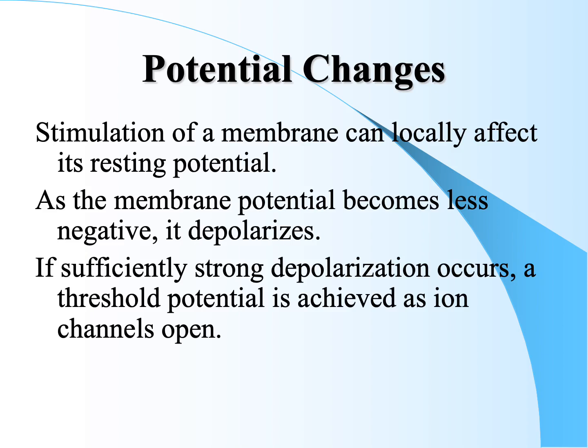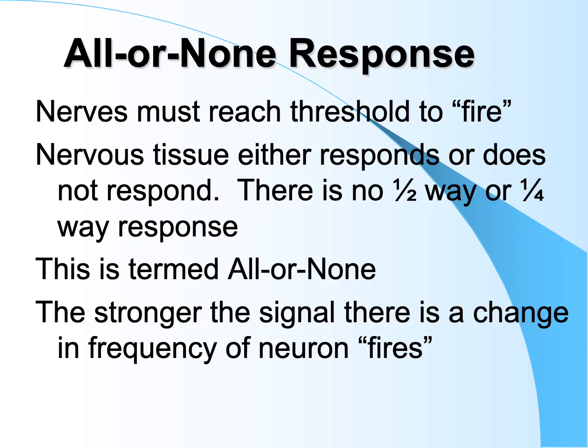Action potentials function off of an all-or-none principle. The all-or-none principle stipulates that the neuron within the nerve must reach threshold in order to fire. There's no partial response within this. We can get a graded response within the cell body itself, but if we do not reach threshold at the axon hillock, we cannot get an action potential. That's what we mean by all or none.